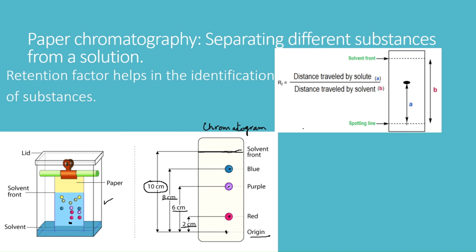Sometimes in this case the spots are colored, but sometimes the separation is done and we don't get colored spots. So for converting colorless substances or colorless spots to colored ones, a locating agent is sprayed on the chromatogram. This helps to locate the position of the colorless substances. For example, locating agent ninhydrin is used in detecting the presence of amino acids.